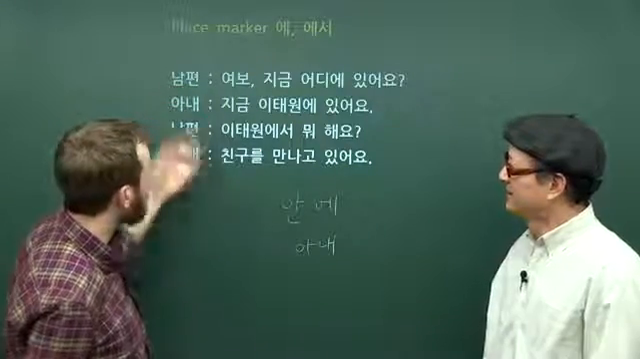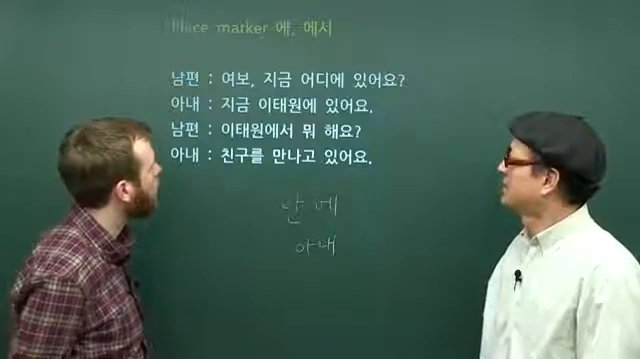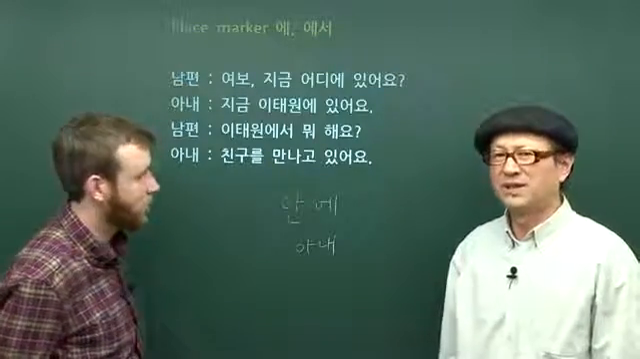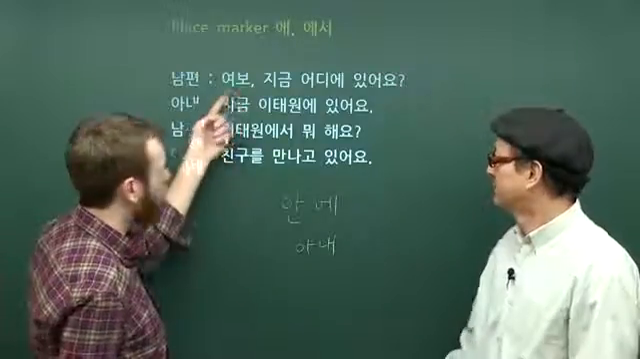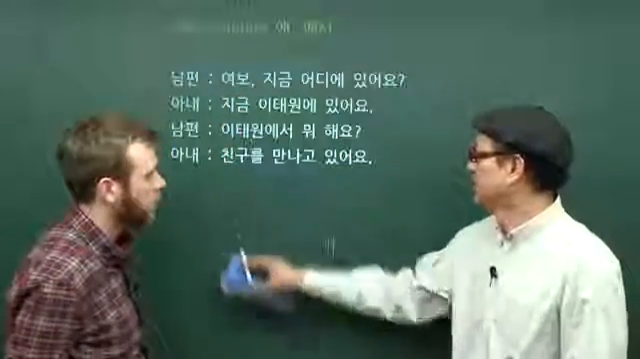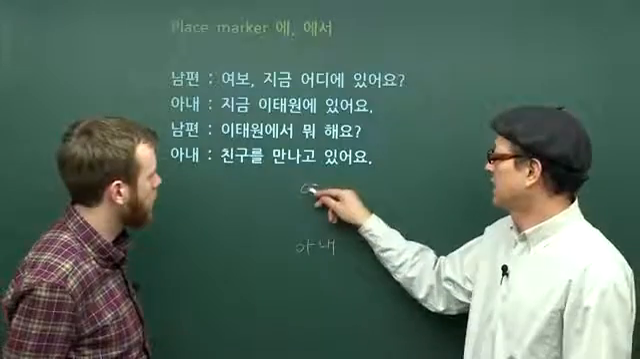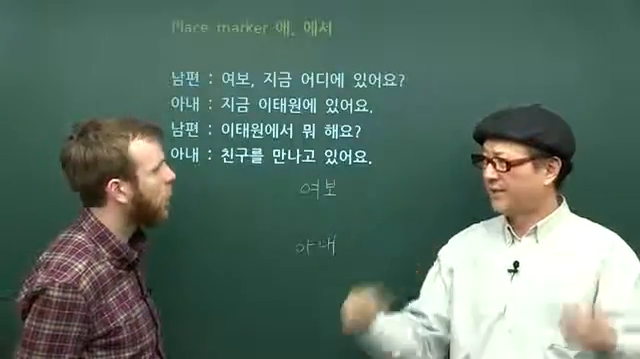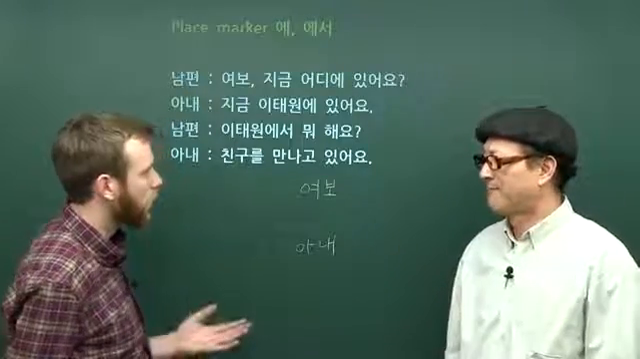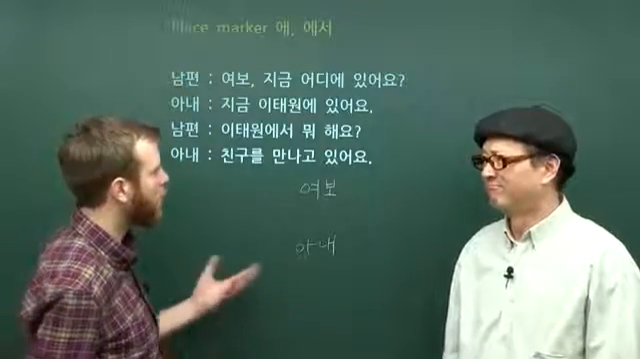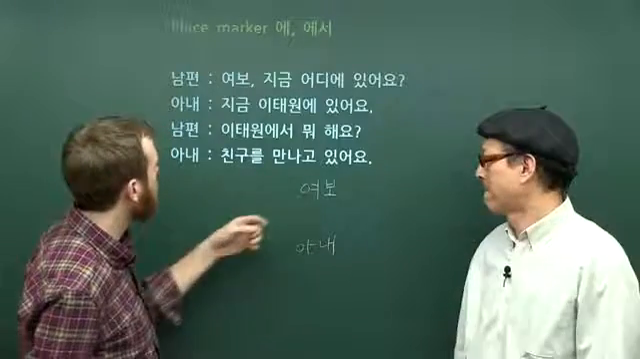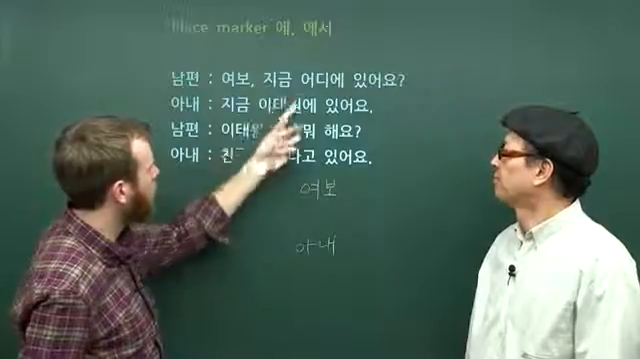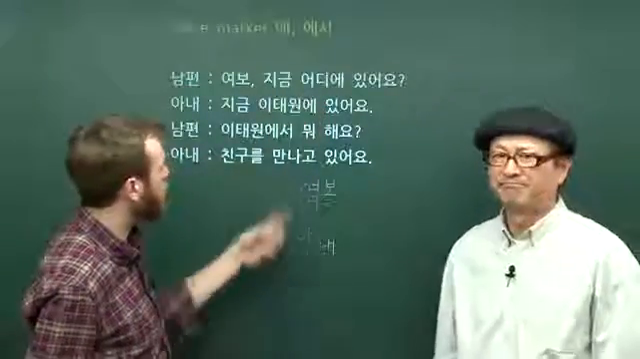Okay, so what is our conversation about here? 여보, 지금 어디에 있어요? Okay, so this word 여보. 여보는 그러니까 남편이나 아내를 서로 부를 때 쓰는 말이에요. Kind of like sweetheart or dear, right? The term of affection. So 여보. Again, 지금, now. 어디에 있어요? Okay, so where are you now?